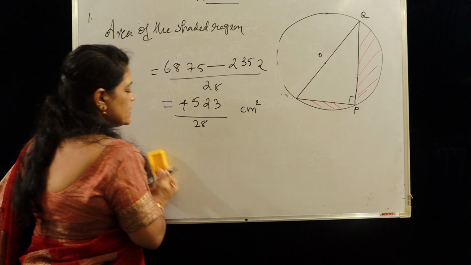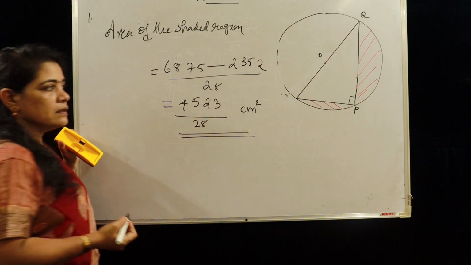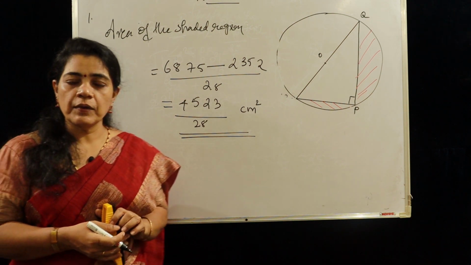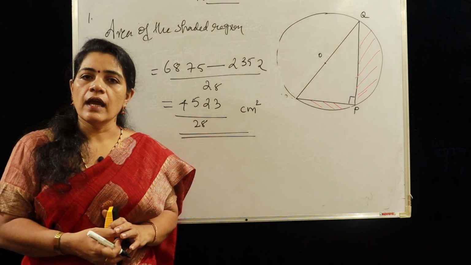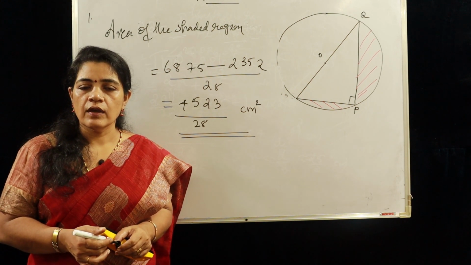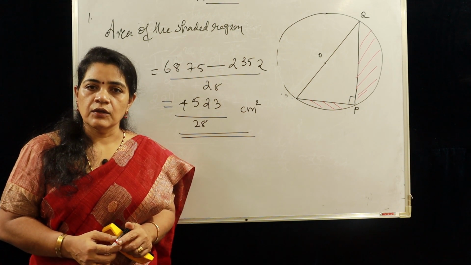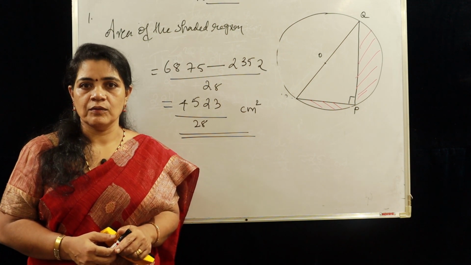After getting the final answer, you have to write down the unit. Since PQ and RP are given in centimeter, the unit will be square centimeter or centimeter square. This is the final answer. I hope this is very clear to you. Okay, thank you. We are moving to the second problem.